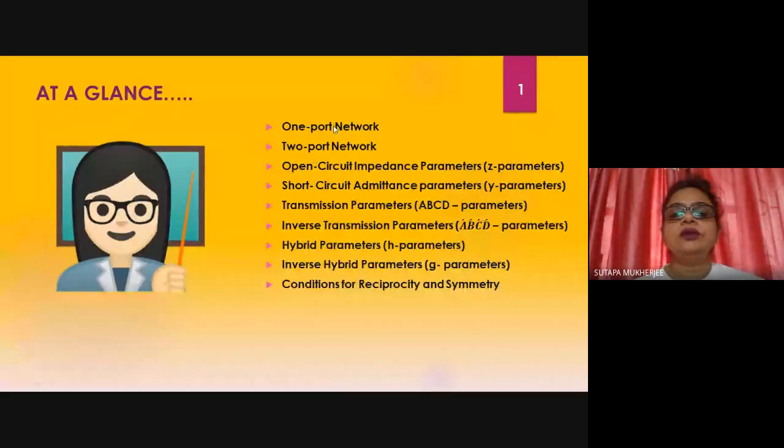So at a glance, we have completed one port network, two port network, Z parameters, Y parameters, ABCD parameters, and the conditions for reciprocity and symmetry for all these. Now today I will explain inverse transmission parameters, that is A dash, B dash, C dash, D dash parameters, and hybrid parameters, that is H parameters, and the conditions for reciprocity and symmetry for all these parameters.